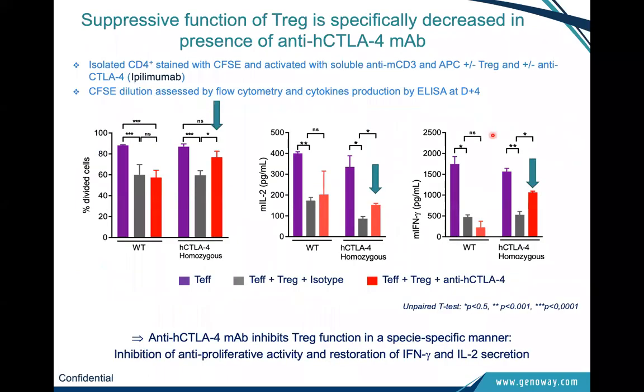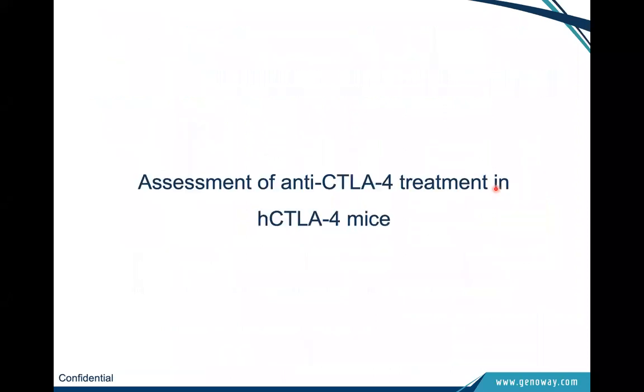We finally checked the ability of cells from those mice to be modulated with ipilimumab. And indeed, we show that ipilimumab does inhibit Treg function in a specific manner. It doesn't cross-react with the mouse CTLA-4. And that inhibition of Treg function comes with a decrease in IL-2 production and an increase of interferon gamma production.